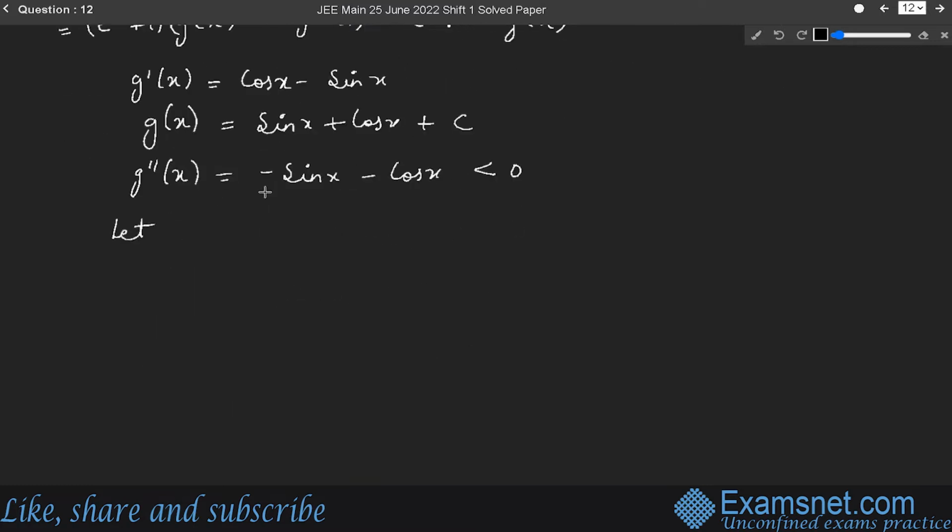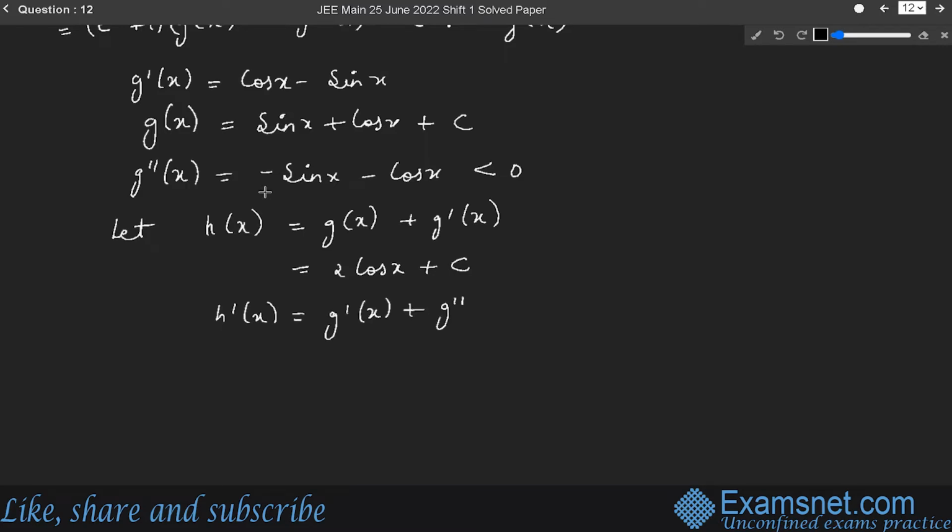Let h of x be equal to g of x plus g dash x. So it will be equal to 2 cos x plus c. H dash x will be equal to g dash x plus g double dash x. So it will be equal to minus 2 sin x, which is less than 0. We can see that h is decreasing.